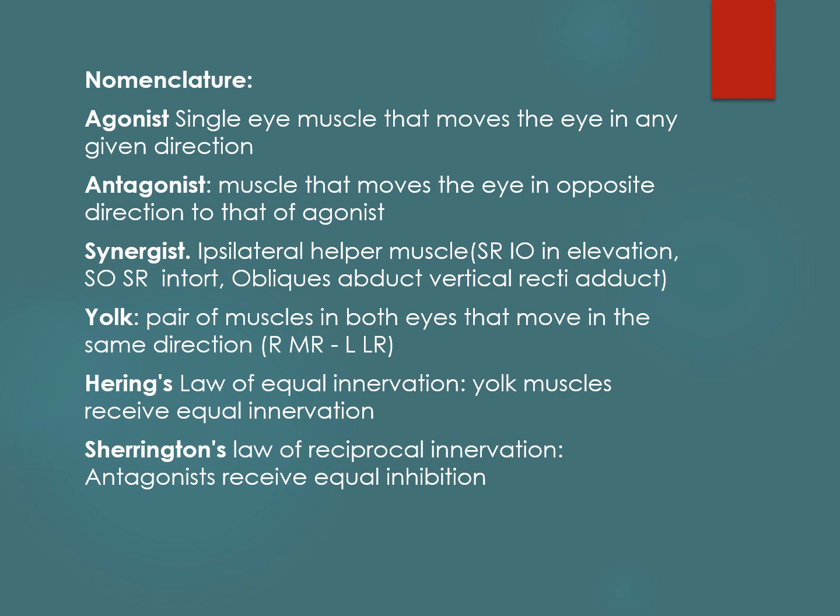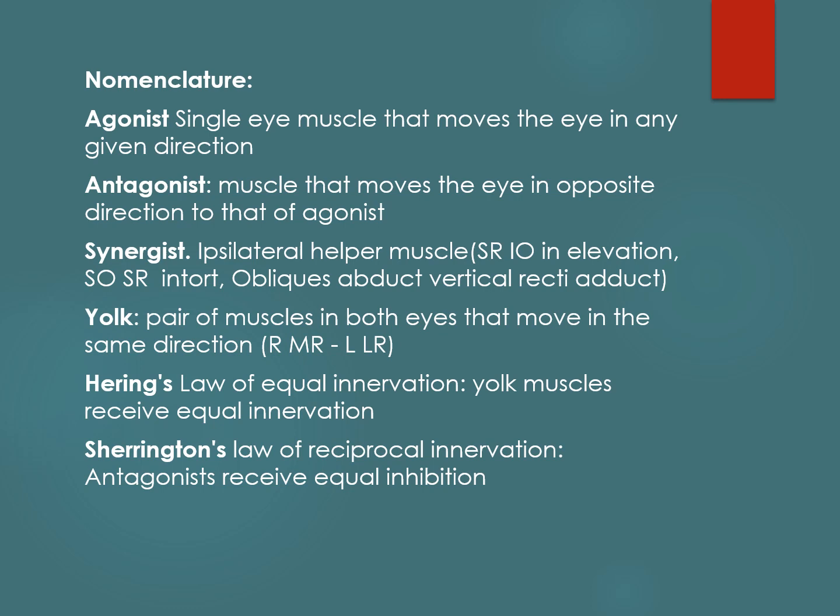Now a few terms used in the examination of a squint patient. Agonist: it is a single eye muscle that moves the eye in any given direction. In the same eye, the muscle that moves against the agonist is called antagonist. For example, in the right eye, if the lateral rectus is agonist, its antagonist is medial rectus.